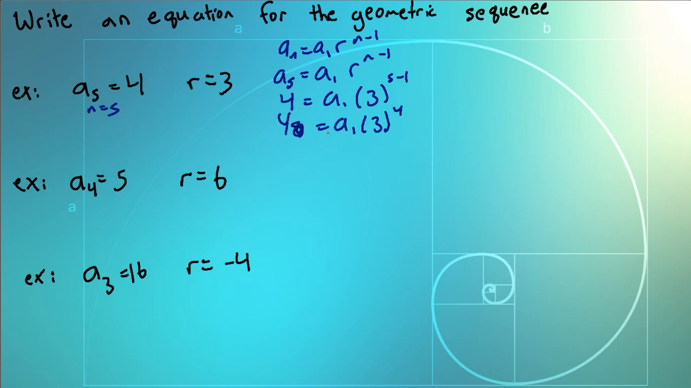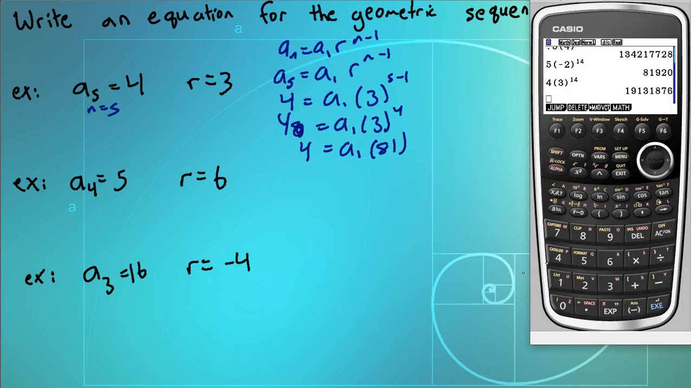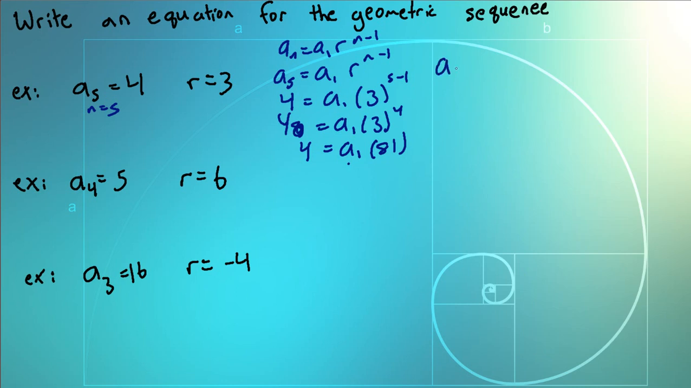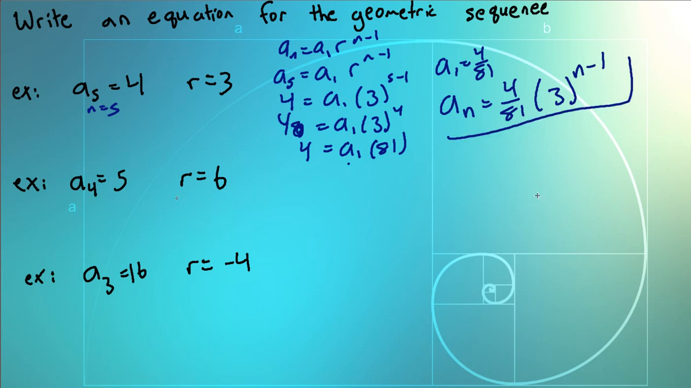Now, 3 to the 4th is 81. And now I'll divide by 81 to get that term. And it's just 4 over 81. So a sub 1 is 4 over 81. Now I'm ready to write my formula, which is going to be 4 over 81, my ratio 3, to the n minus 1, and there's my answer.